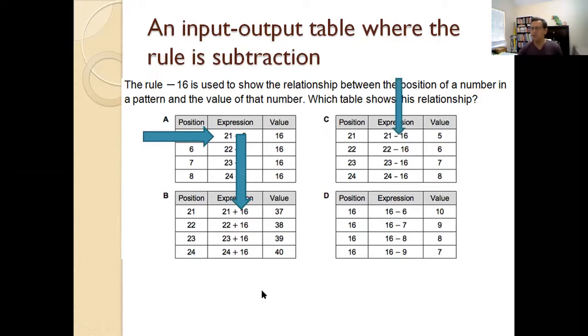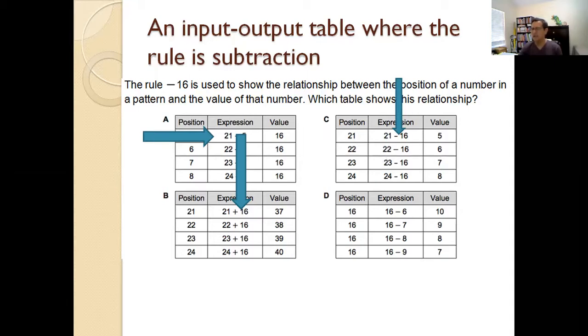Let's do option C. Look at the expression. Minus 16, minus 16, minus 16. So the expression is correct. The rule is correct. What happened with the position? 21, 22, 23, and 24, correct. Now do the value. 21 minus 16 equals 5? Yes. 22 minus 16 equals 6? Yes. How do you check this?